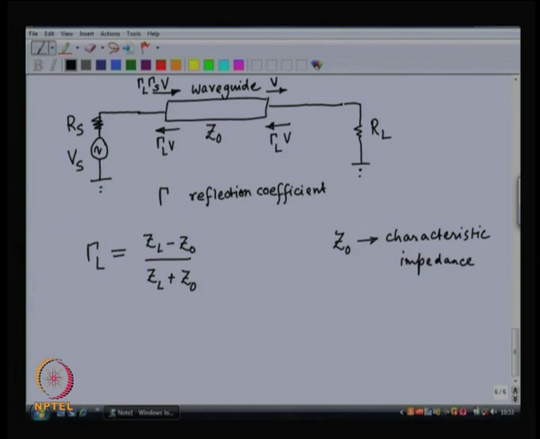So, this is how we are going to understand the reflections. The reflection coefficient happens to be equal to this. At the source side, it is going to be something very similar. Z s in this case is the source resistance of the voltage that has been applied.